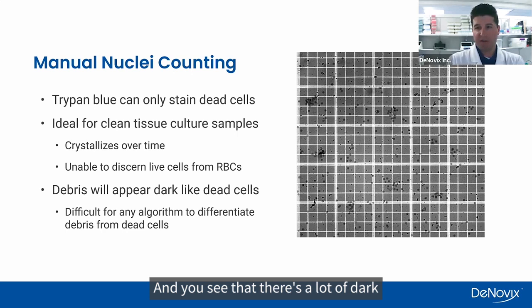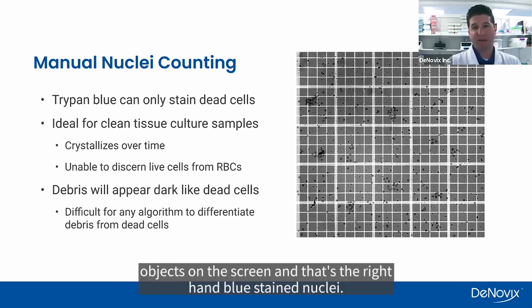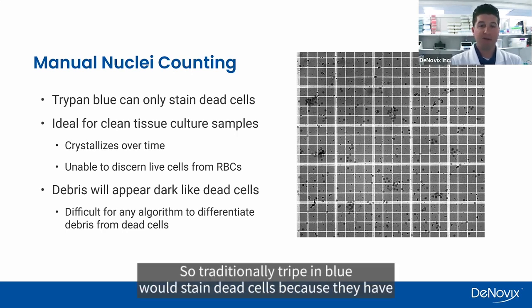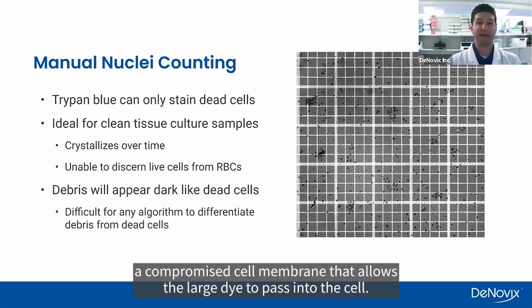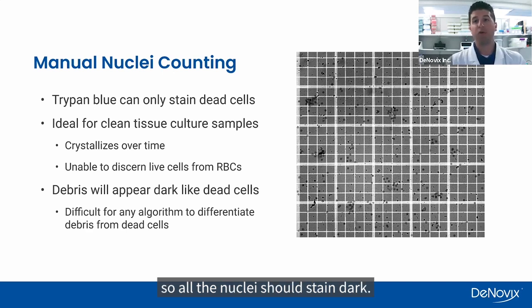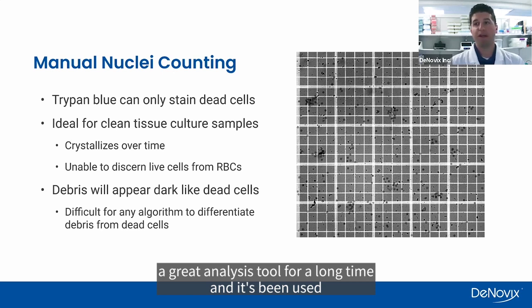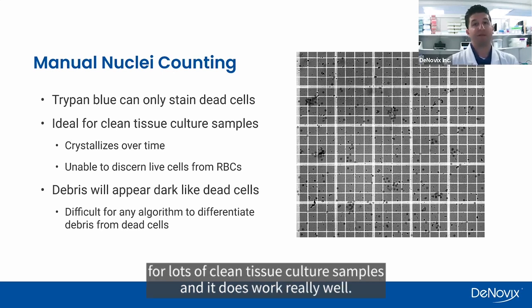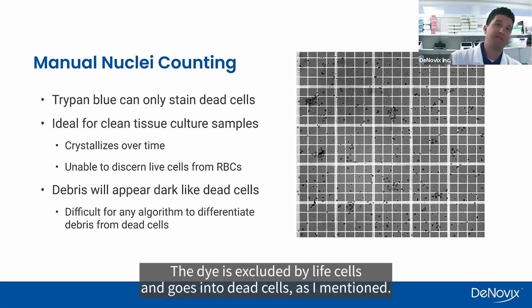And you see that there's a lot of dark objects on the screen, and that's the trypan blue stained nuclei. So traditionally, trypan blue would stain dead cells because they have a compromised cell membrane that allows the large dye to pass into the cell. We have removed the cell membrane in the nuclei isolation, so all the nuclei should stain dark. This has been a great analysis tool for a long time, and it's been used for lots of clean tissue culture samples, and it does work really well. The dye is excluded by live cells and goes into dead cells, as I mentioned.